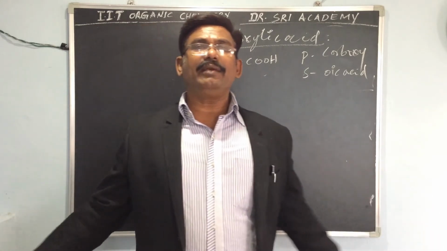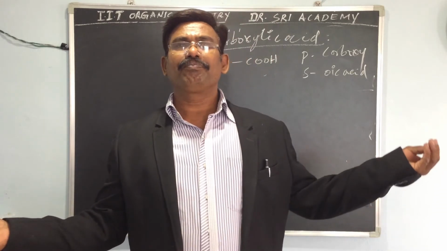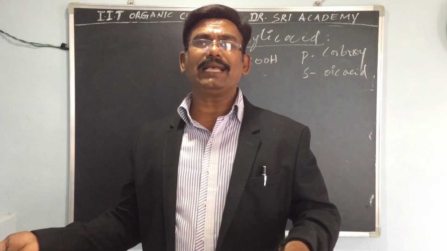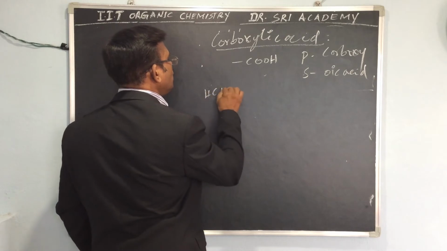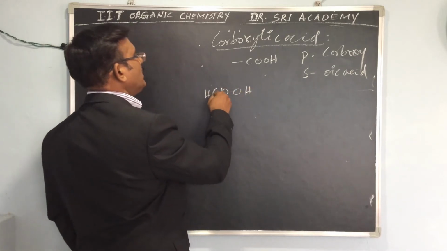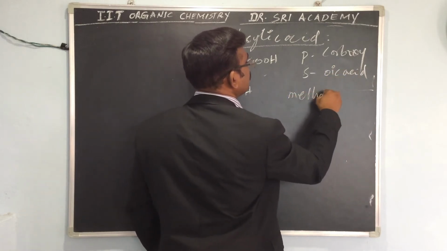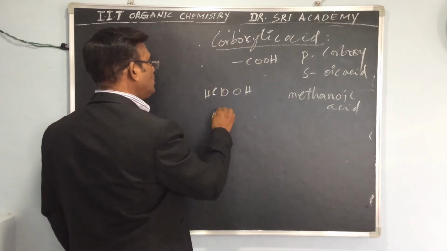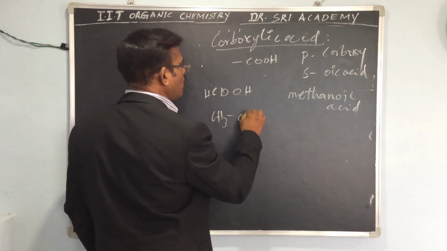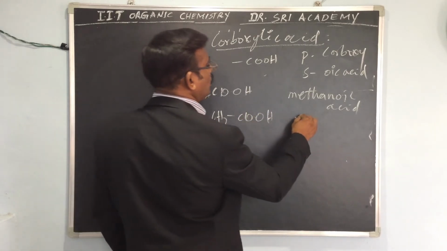So general names are 1 carbon, 2 carbons, 3 carbons. You know, methanoic acid, ethanoic acid, propanoic acid. So 1 carbon is there: H-COOH. This is the 1 carbon, methanoic acid. If 2 carbons are there, CH3-COOH, 2 carbons, ethanoic acid.